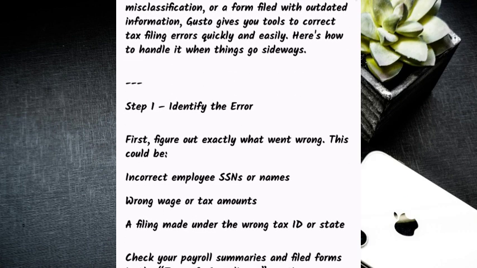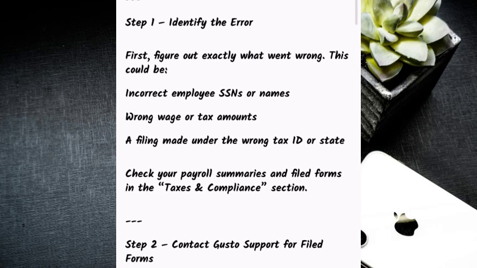The first step, identify the error. First, figure out exactly what went wrong. This could be incorrect employee SSNs or names, maybe wrong wage or tax amounts, or a filing made under the wrong tax ID or state. All you got to do is check your payroll summaries and filed forms in the tax and compliance section.